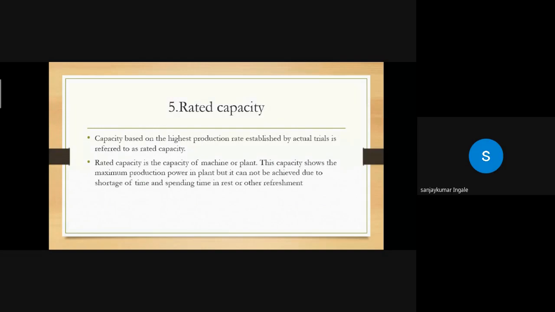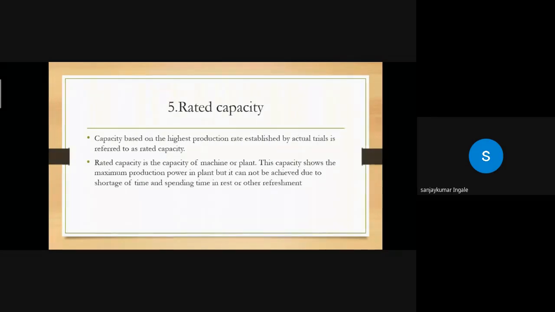Now here the fifth one is rated capacity. Capacity based on the highest production rate stabilized by actual trial is referred to as rated capacity. Rated capacity is the capacity of a machine or plant. This capacity shows the maximum production power in a plant, but it cannot be achieved due to the shortage of time and time spent on rest and other refreshments.